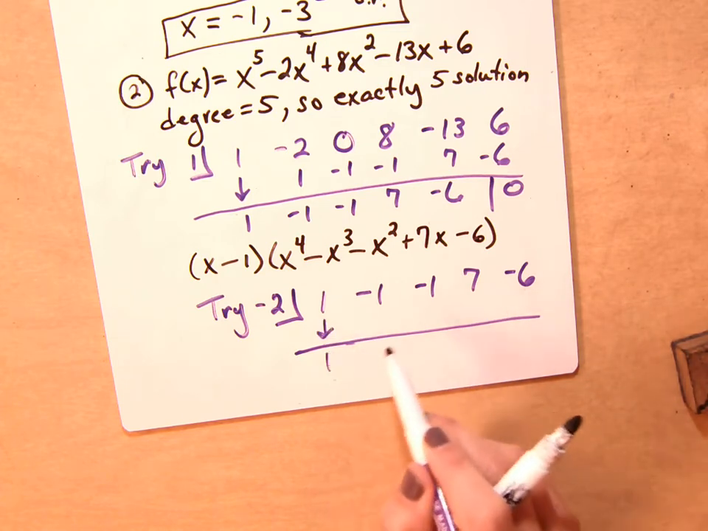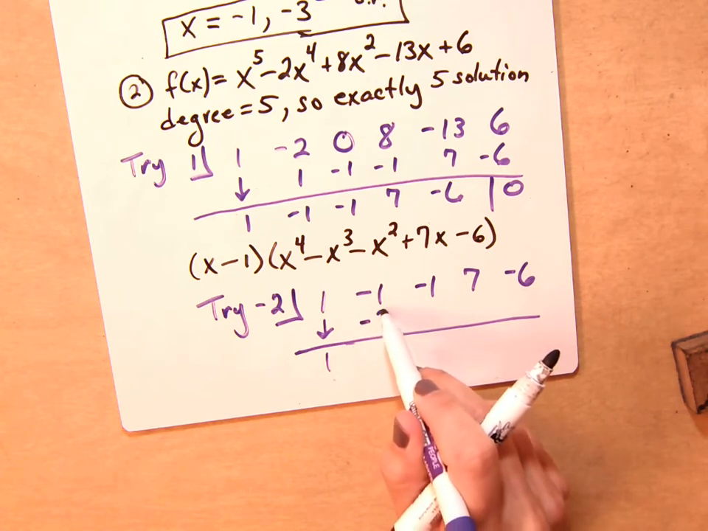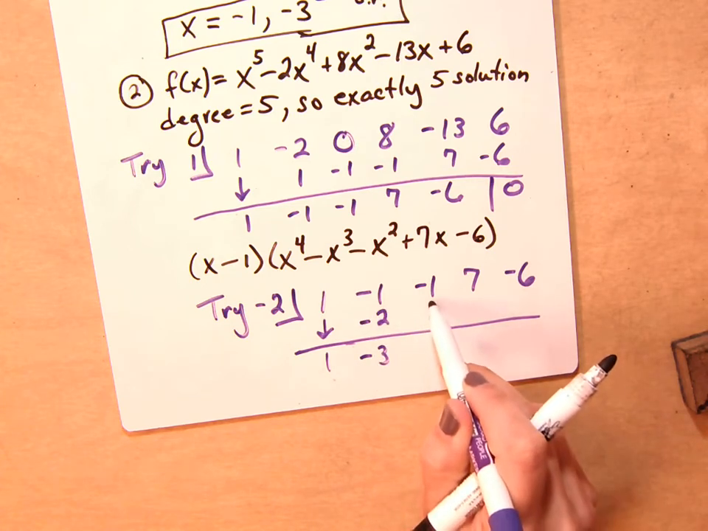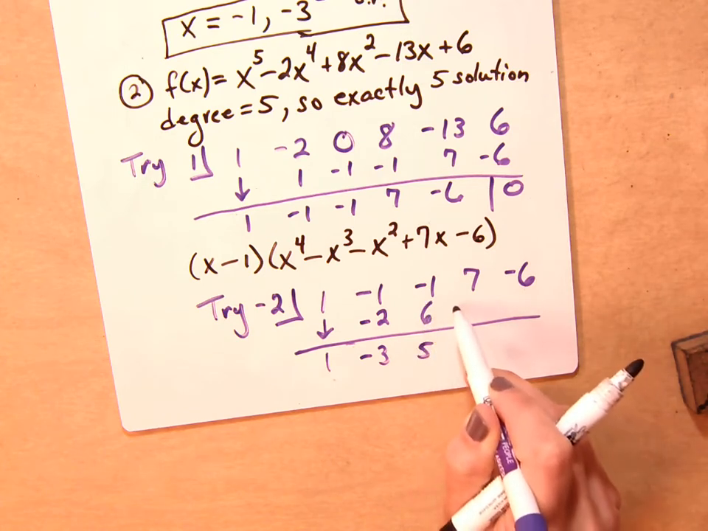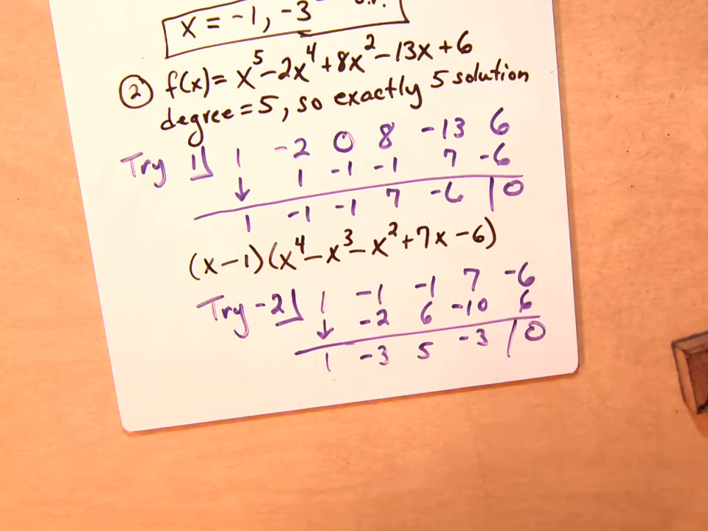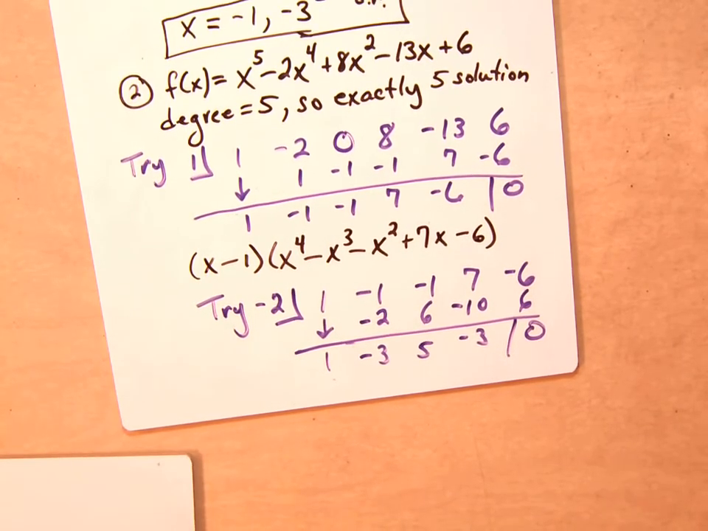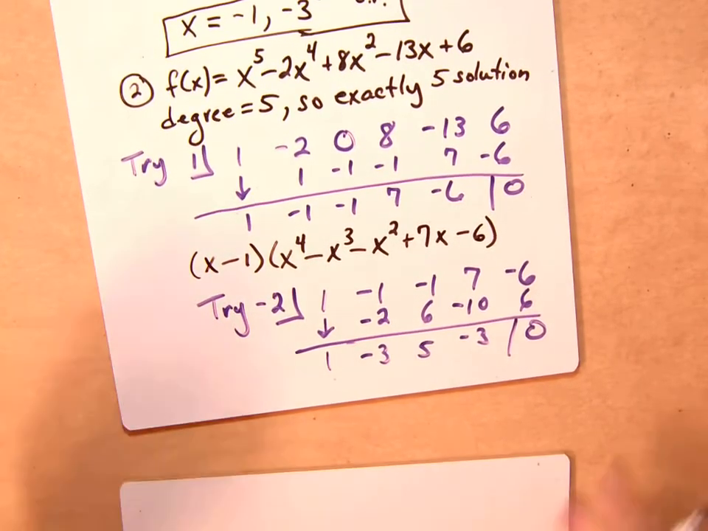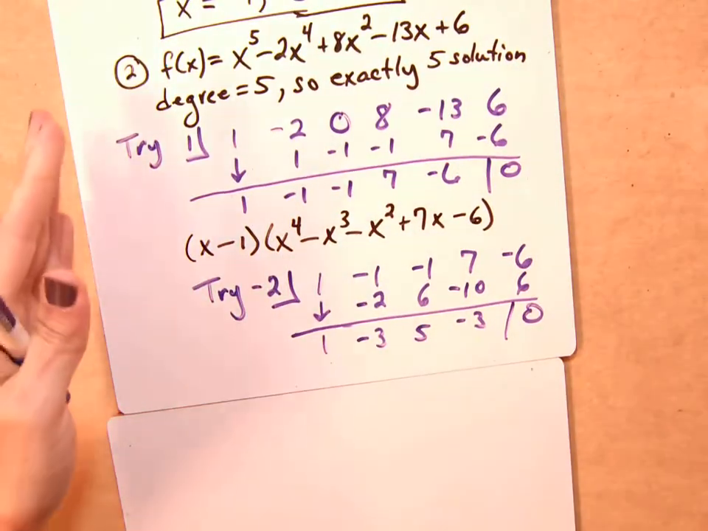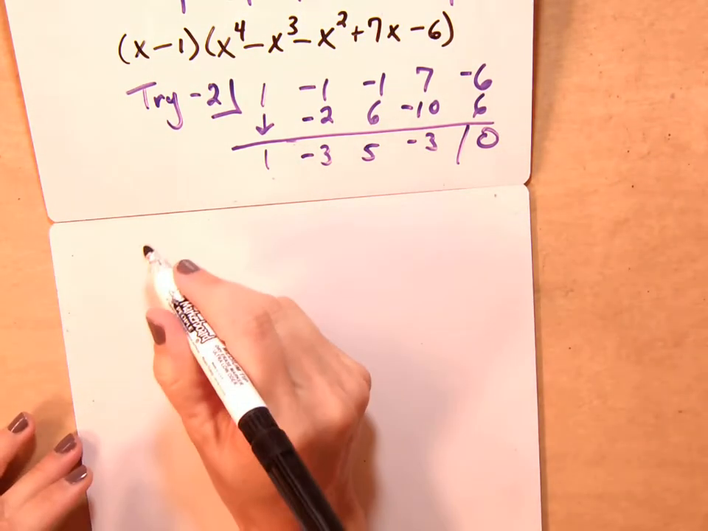So we copy, multiply, add, multiply, add, multiply, add, and yes, it works because we knew it would. Cheating a little bit. Okay, so now we've broken it down, and we know the factors are what?